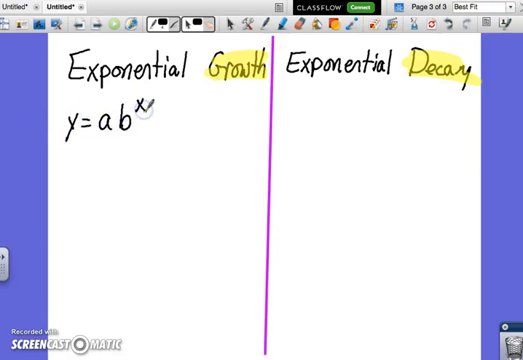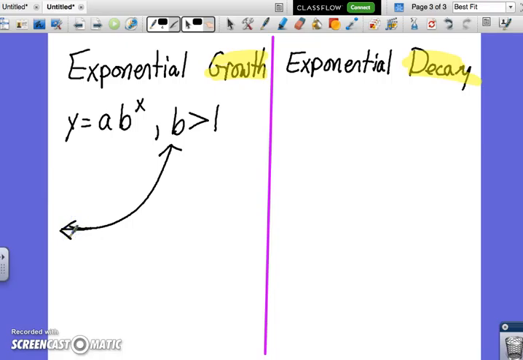times b to the x, where our b term has to be greater than 1. That makes it grow. It doesn't matter what a is, but our b term has to be greater than 1. That's going to cause it to grow. And an exponential growth one is just like we looked at before. It's going to be going up. So this one is exponentially growing.